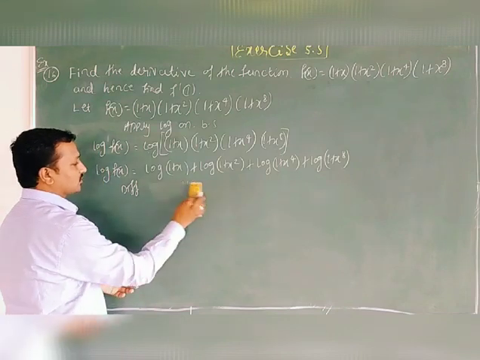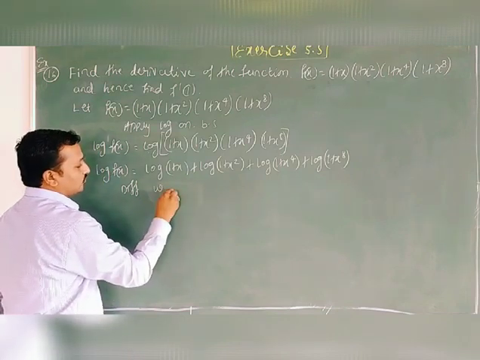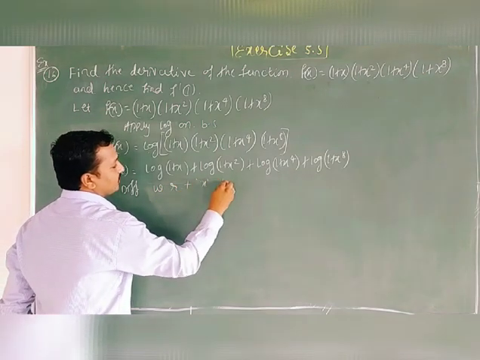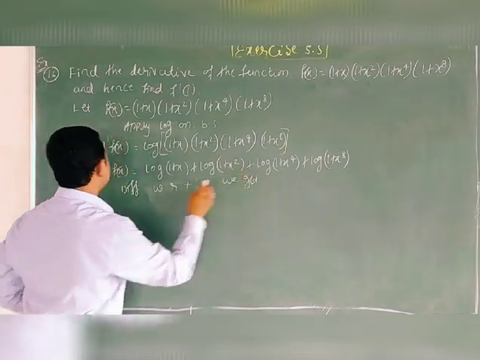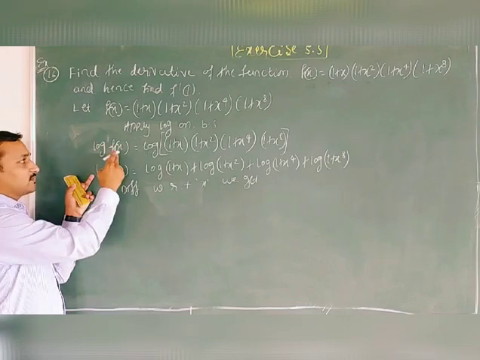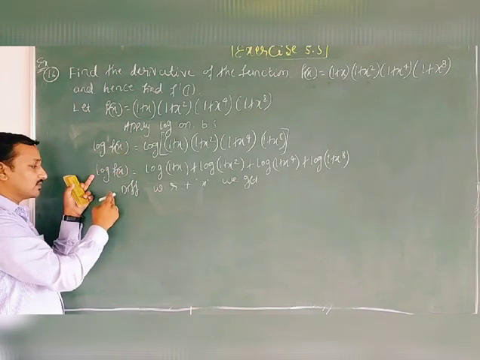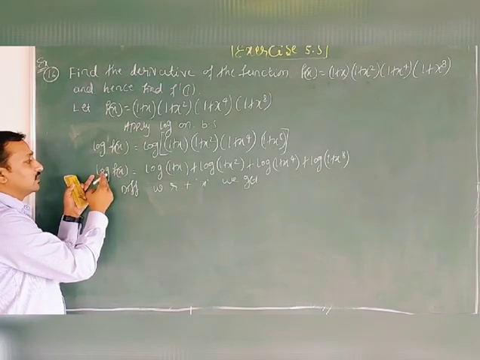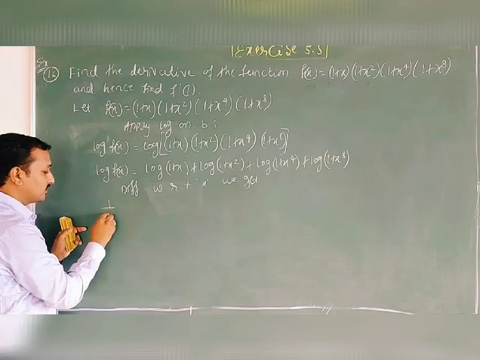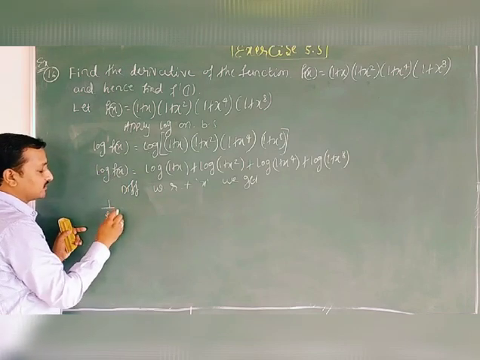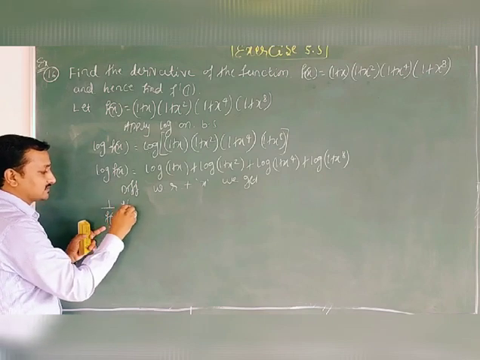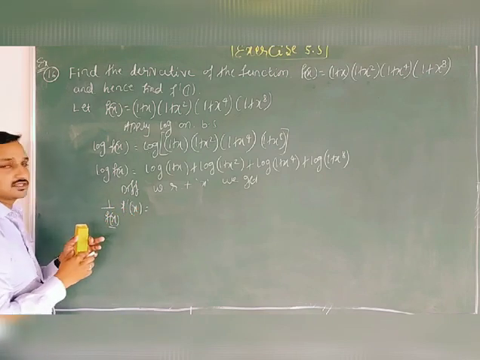Differentiate with respect to x. So this is log y, where f of x should be y. The derivative of log y is 1 by y times dy by dx. Like that, the derivative of log of f of x is 1 divided by f of x, with respect to f of x, which is f dash of x. Is the step understood?